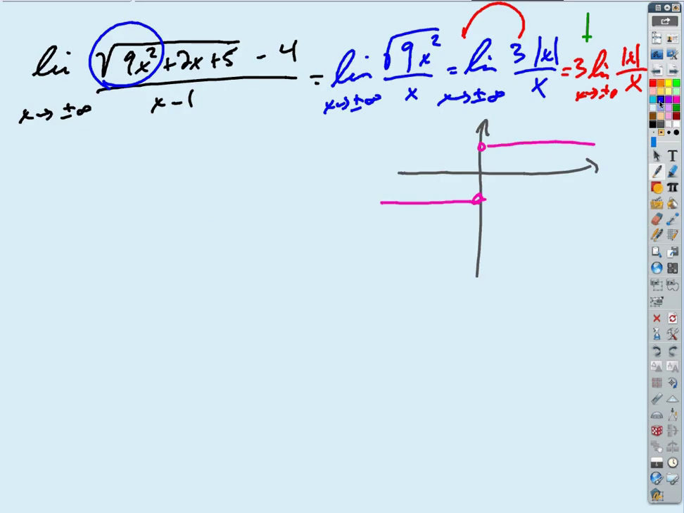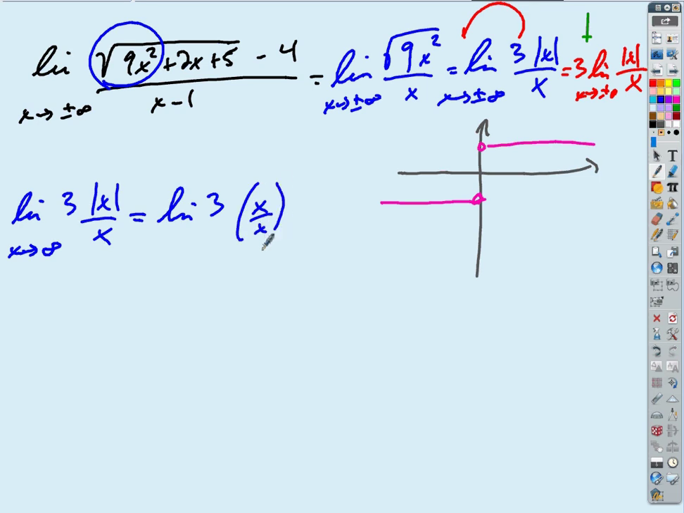But do we really even have to mess with that? Well, not really. Arguably, we could just take each of these limits individually. Let's take the limit of 3 times the absolute value of x over x as x approaches positive infinity. Well, as x approaches positive infinity, what is the absolute value of x? It's x, right? So that just looks like the limit of 3 times x over x, which is 1. So it's 3.